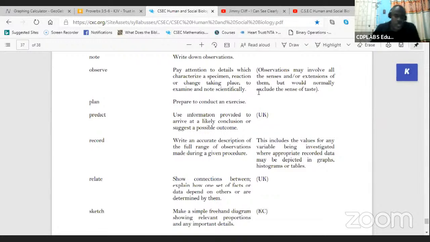That's how God works, you know. He does nothing by chance. He does nothing without a cause, without a reason. So if the bone is designed this way, if the organ is designed this way, you look at how it is designed and how that design relates to its action or its function. This includes the values of any variable being investigated. So we finish with relate.